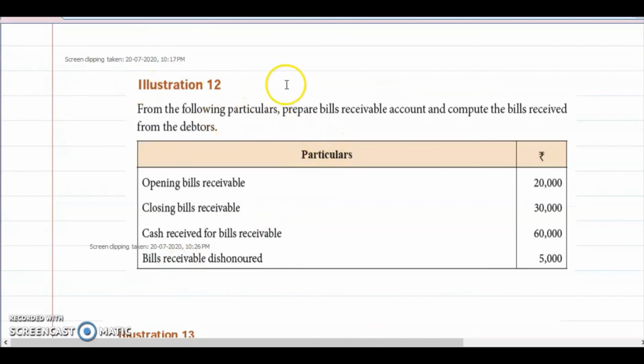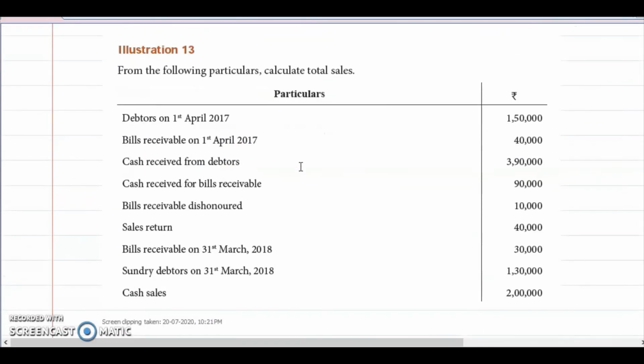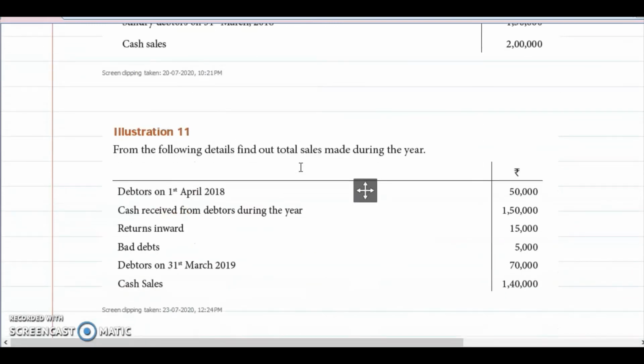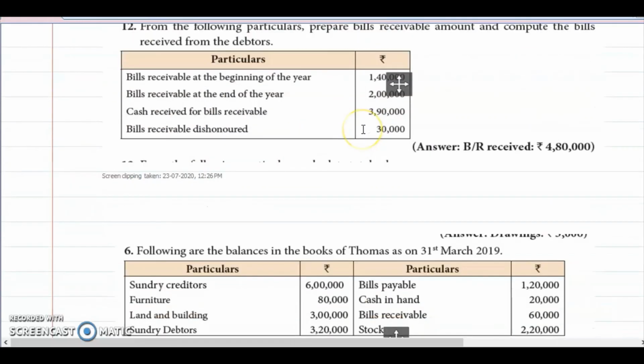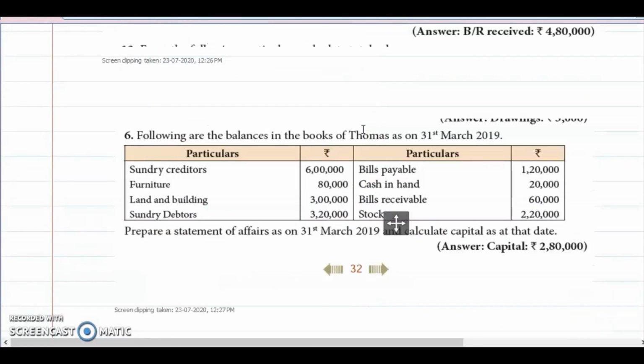So you try illustration number 12, illustration number 13, illustration number 11, exercise number 12, and exercise number 6. Thank you, children.